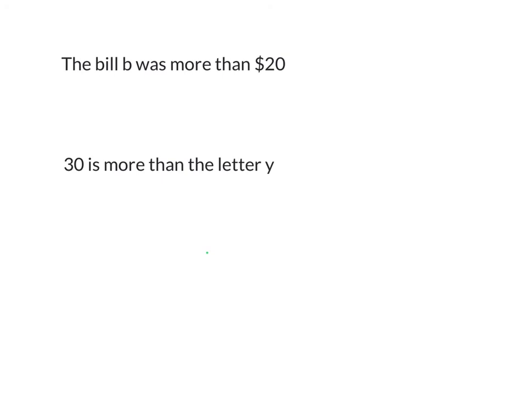So for these, again setting up inequalities, the bill B was more than $20. So that means the bill is going to be more than $20. So we can set this up with $20 here, and B. It's more than $20, so $30 would be a solution. $10 wouldn't be a solution. So just test those out.